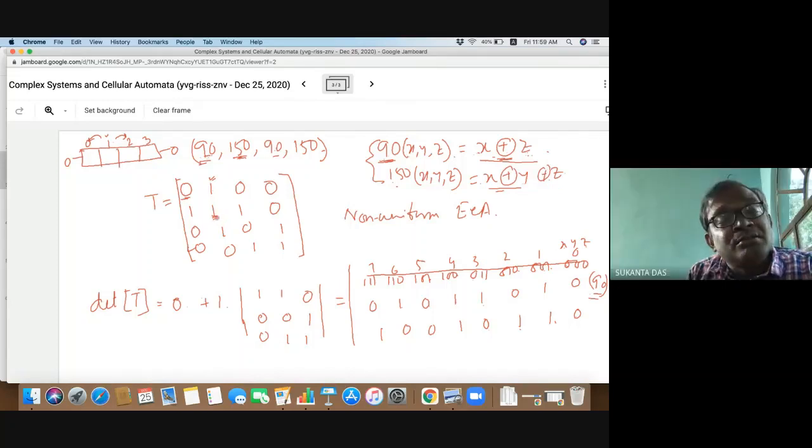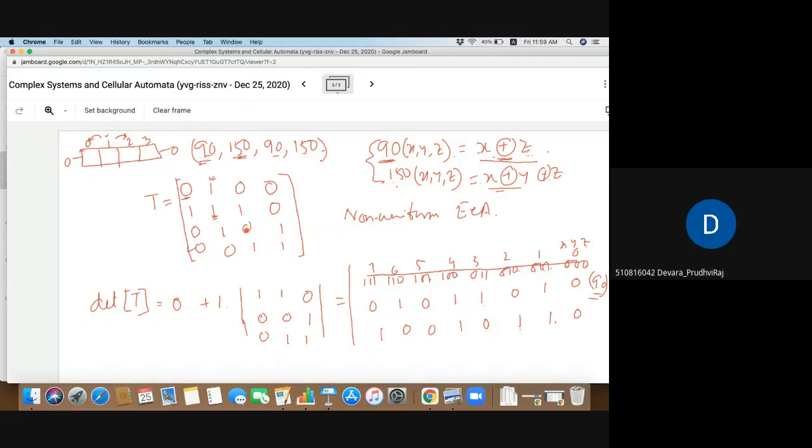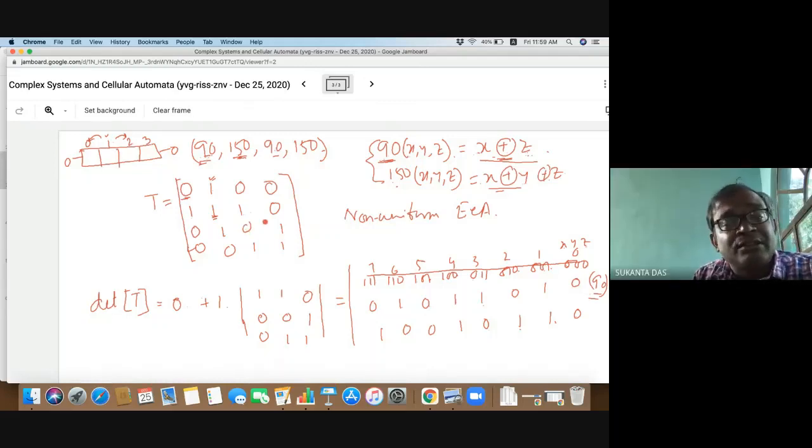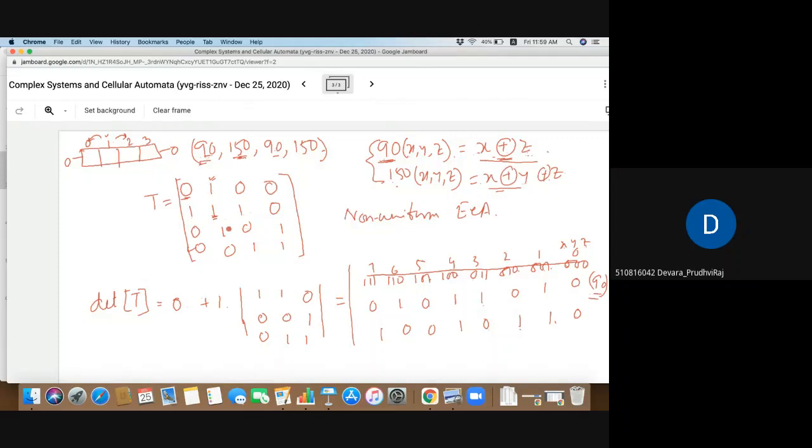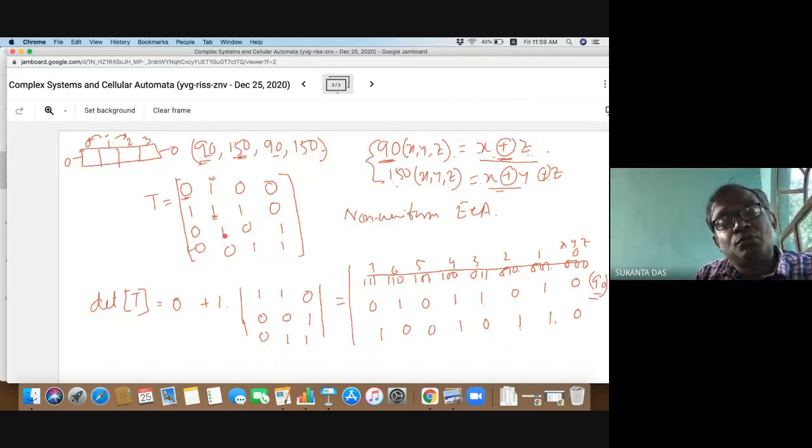Here 1, because it depends on itself, its left neighbor 1, and right neighbor 1. So 1 1 1 for rule 90. Second cell: does it depend on itself? No. Because 90 doesn't depend on itself, it is 0. But it depends on the left neighbor as well as the right neighbor. So 1 here and 1 here. So 1 0 1.